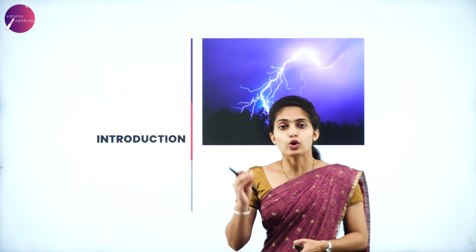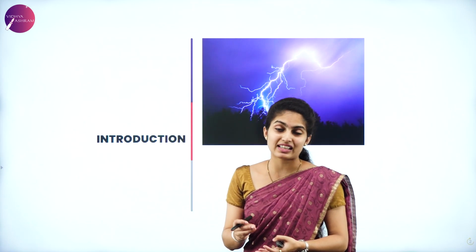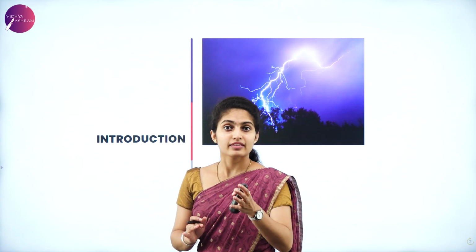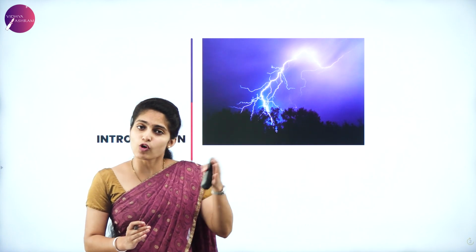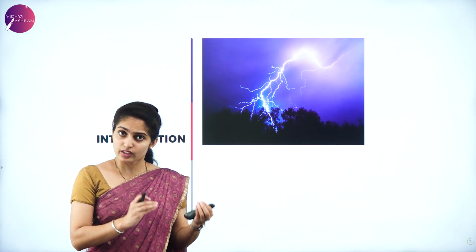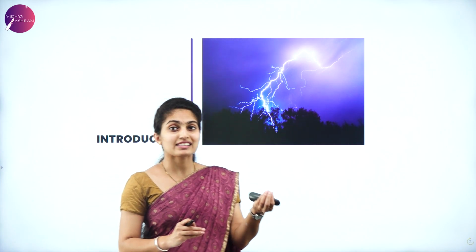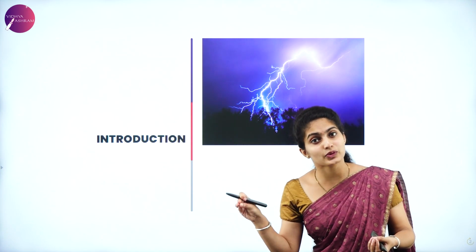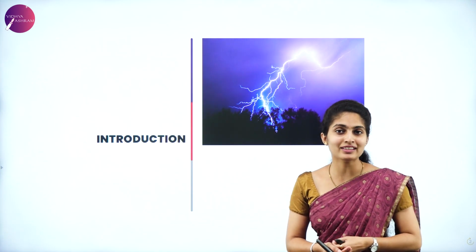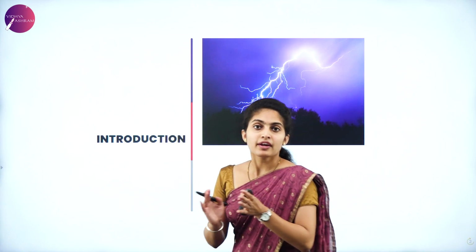So what is meant by current? Current means it is a flow of charges. Which charges are responsible for the current? That is electrons. And what is electricity? Current is nothing but the flow of charges, whereas electricity is nothing but the energy liberated due to that flow of charge. So the term we have is current electricity.